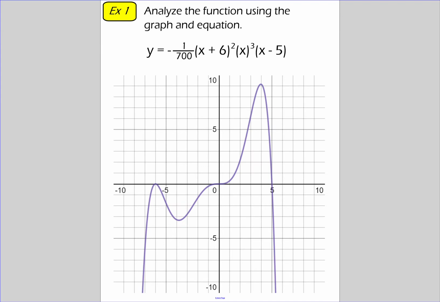Alright, so let's take a look at the first example. Let's start off, pause the video, and think about what you notice and what you wonder. Okay, so you should be picking up on the fact that it's a degree 6. If we add up the degrees of the different factors, we can see that we have 2 plus 3 plus 1. So it's a degree 6. The leading coefficient is going to be negative, and that goes with the end behavior, opening down, basically.